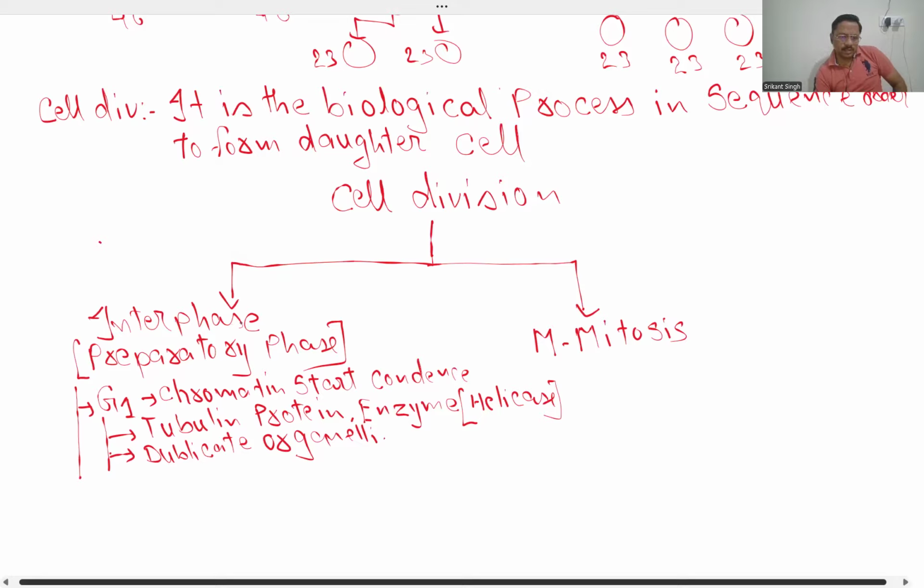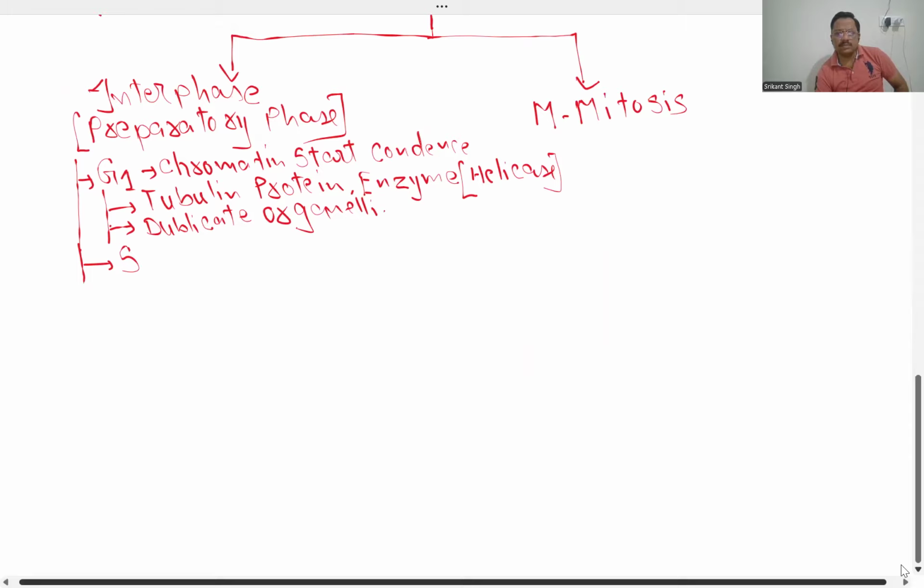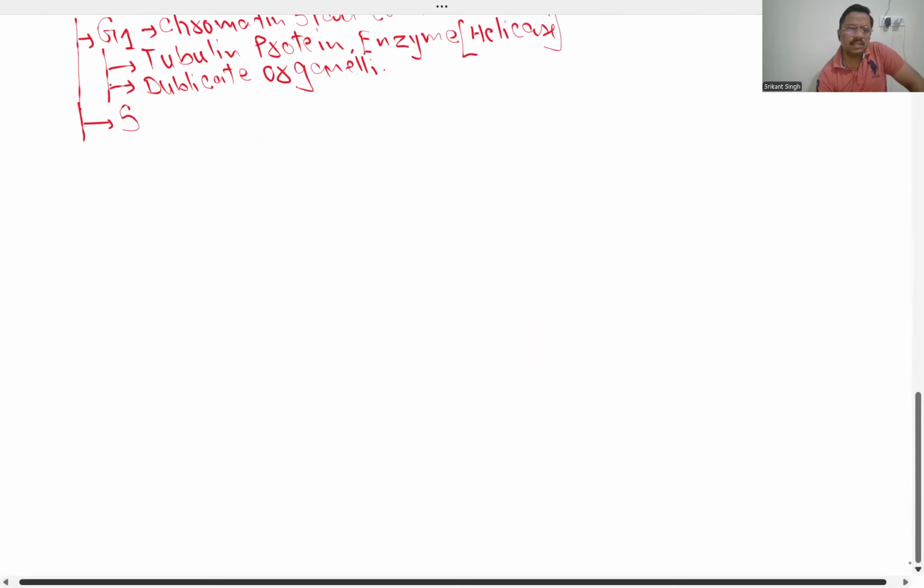Now, the next step is S phase. S phase is the synthesis phase, beta. Always remember, S phase is the synthesis phase. In this phase, the replication process starts and is done.